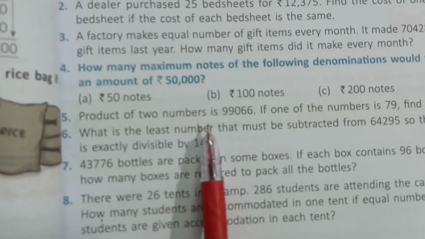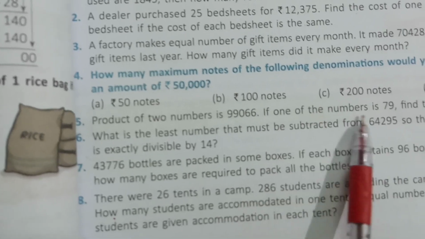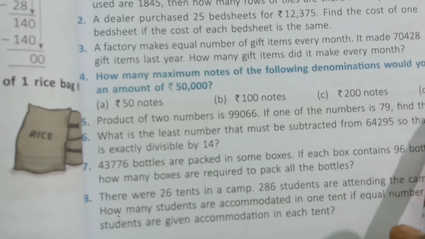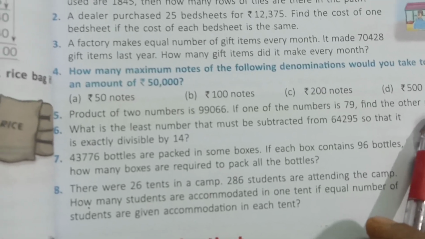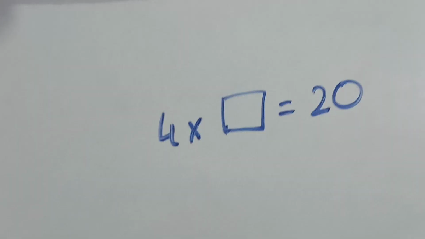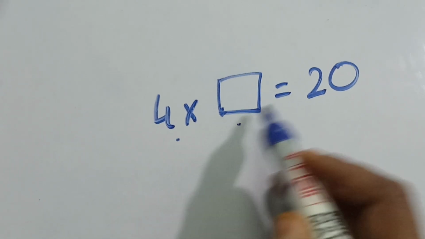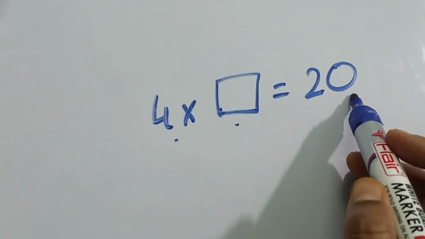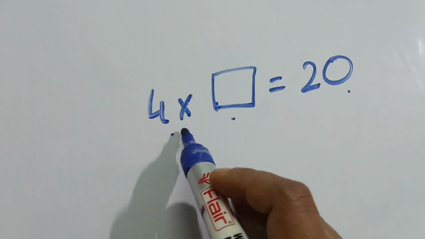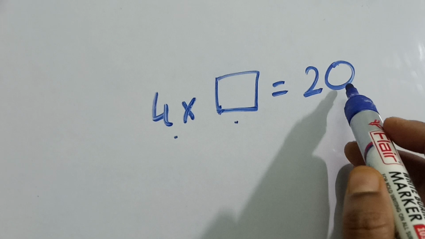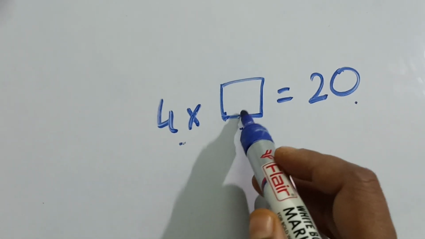Product of two numbers is 99,066. If one of the numbers is 79, find the other number. So children, we will understand the question by taking small numbers first. Suppose, children, the product of two numbers is 20. Okay, product means multiplication, no? The result of multiplication. So, the product of two numbers is 20. If one of the numbers is 4, find the other number.